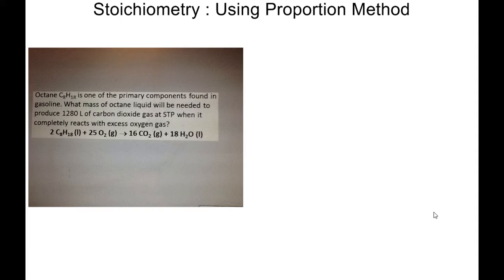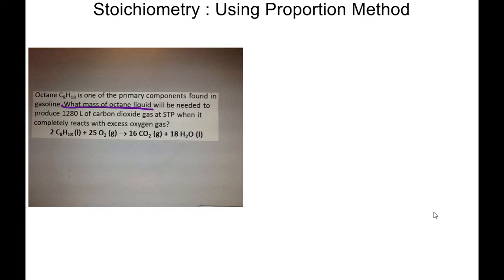Reading the problem below, we can see that the given quantity is 1,280 liters of carbon dioxide gas. This is the amount that we know that we have of a chemical. The desired quantity is in the form of a question. It asks for what mass of octane liquid would be needed if we were going to produce 1,280 liters of carbon dioxide gas.